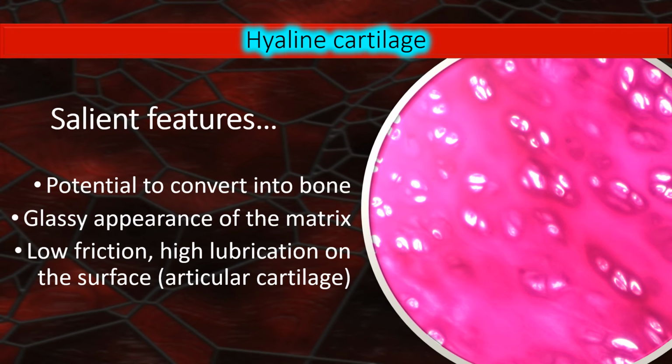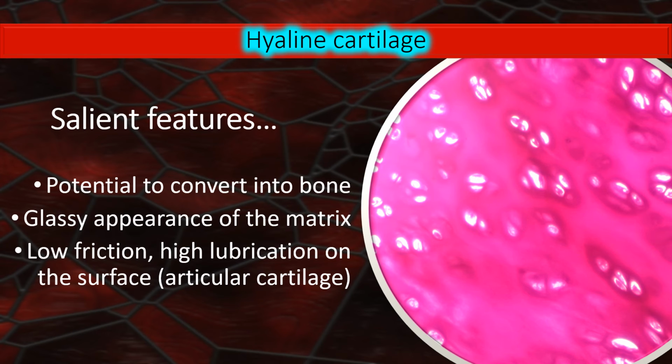The potential of hyaline cartilage to convert into bone is important because it is basically a precursor, a template from which the bone is formed. Now, the glassy appearance is its unique structural design. It's a design for low friction, high lubrication, especially in its variant form, namely the articular cartilage.